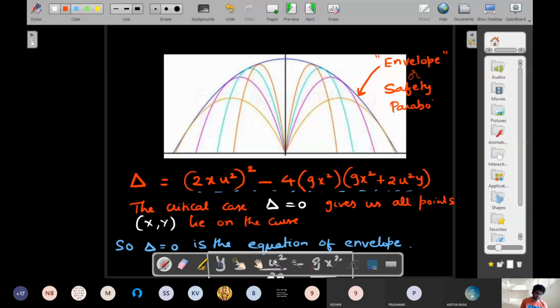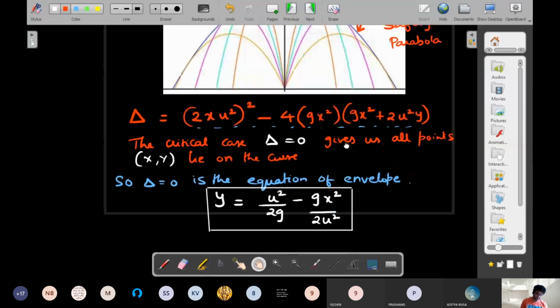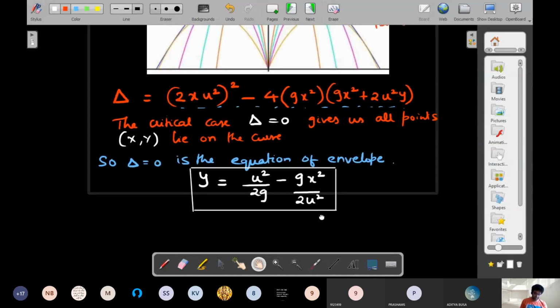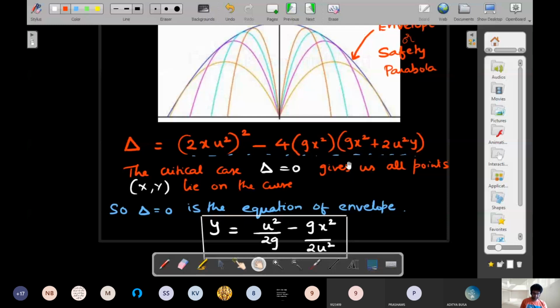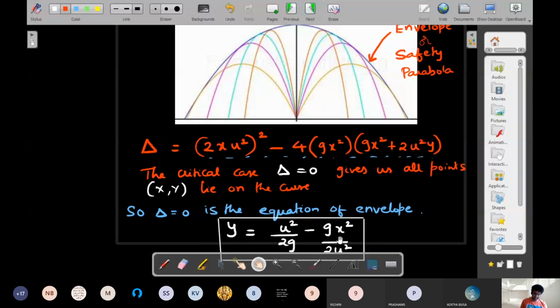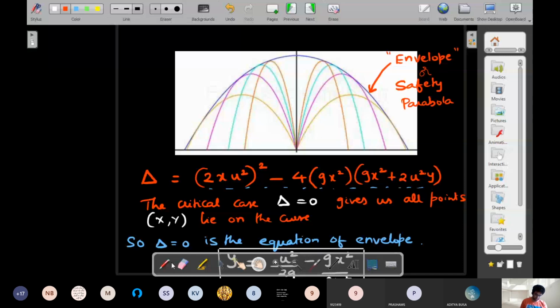And the equation of safety parabola is this, right? And it's easier to remember this: at x is equal to 0 you get the maximum height, right? And that is when you throw the particle straight up, that is for alpha equal to 90 degrees. Had you thrown it straight up, then it should have reached a height of u square by 2g. So this point is always on the parabola, okay.